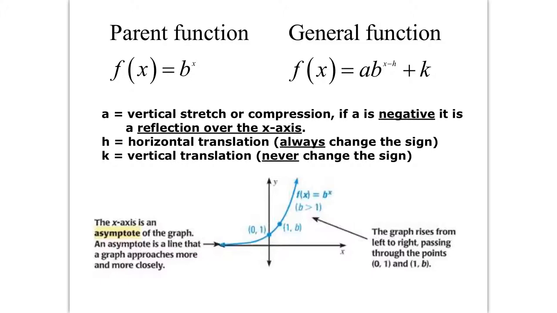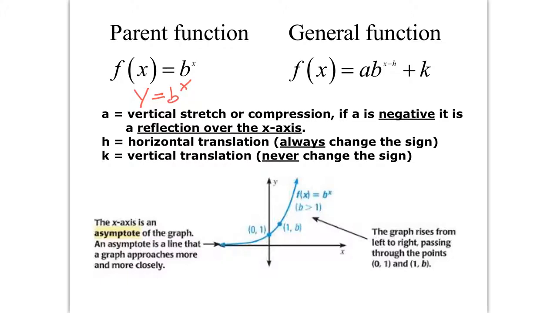Remember, keep in mind that f of x is also y, so you can have y equals b to the x power as well. They both are the same thing, but this is the most simple, easiest one that you guys can graph. Now, this parent function can be transformed or changed into a general function. If you look at the difference, we have f of x equals b to the x power here, and over here we have more things next to the b. We have f of x equals a times b to the x minus h power, plus k at the end.